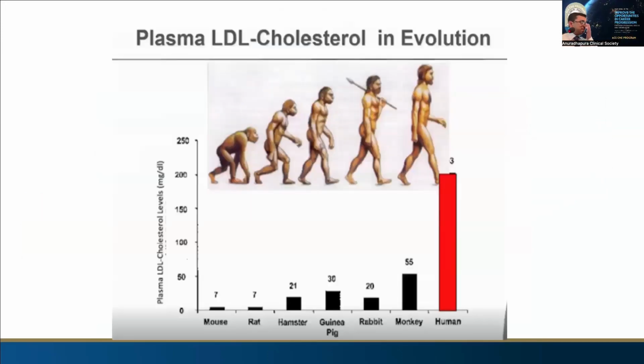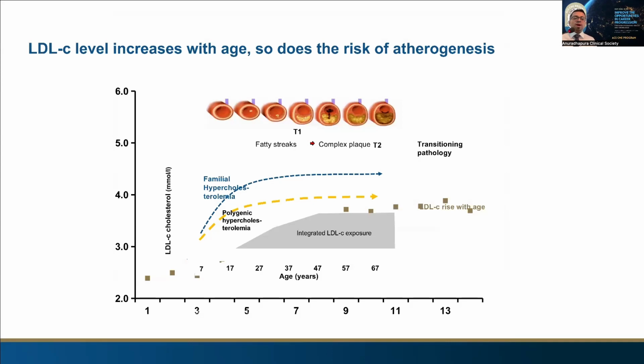Okay, this is a very interesting slide, I would say. With human evolution, we can see that LDL has drastically gone up. Humans at present have very high LDL compared to their ancestors. All other mammals have LDL cholesterol, but at very low levels. But humans have a very high level of LDL cholesterol compared to their counterparts.